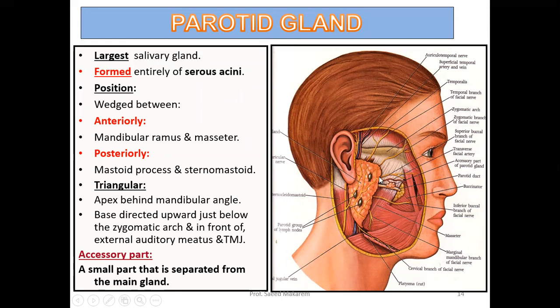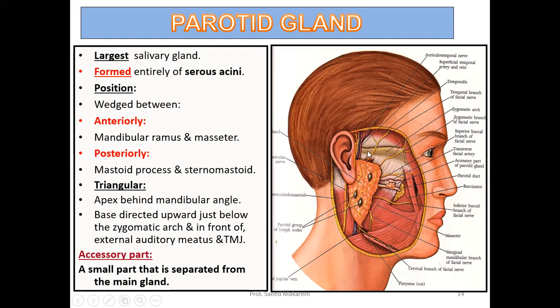Coming to the shape, as I said, it is wedge shaped or triangular in shape with the apex behind the mandibular angle. Mandibular angle is between the body and the ramus. That is called the angle of the mandible. So this is the apex, which is below. Usually apex means at the top, but here it is reverse. Apex is below. Okay, and the base is directed upward just below the zygomatic arch. So this is the base here. Apex is below and the base is above.